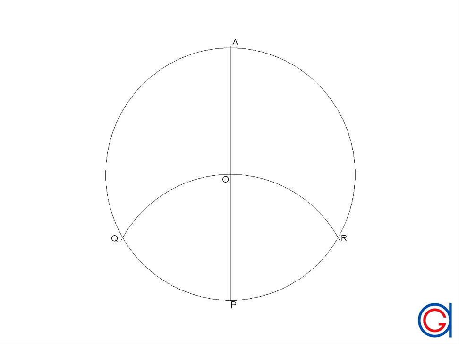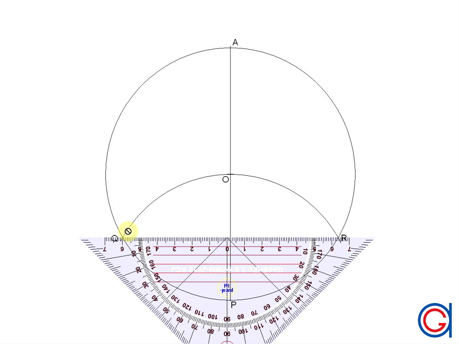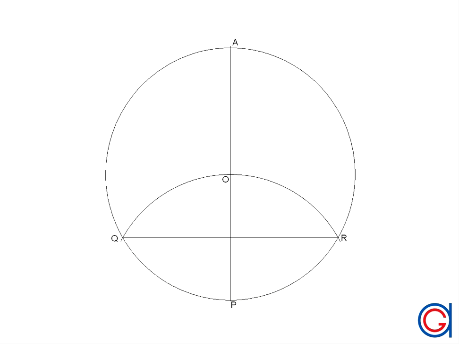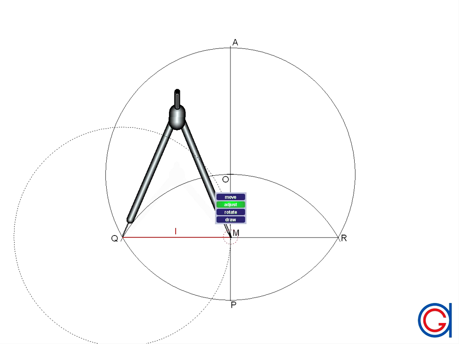So the third step is to join these points Q and R with a horizontal line, as we can see here in the video, and this line cuts our vertical diameter at a point we will call M. So now we already have the length of one side of our heptagon, which is equal to QM or MR.